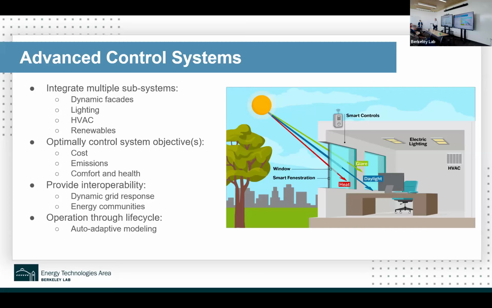And in order to ensure that these technologies really last for a long time, we also do a lot of work on adaptive modeling, which means the control system adapts itself over time and really ensures that there is a sustainable operation over the whole lifetime of the building.